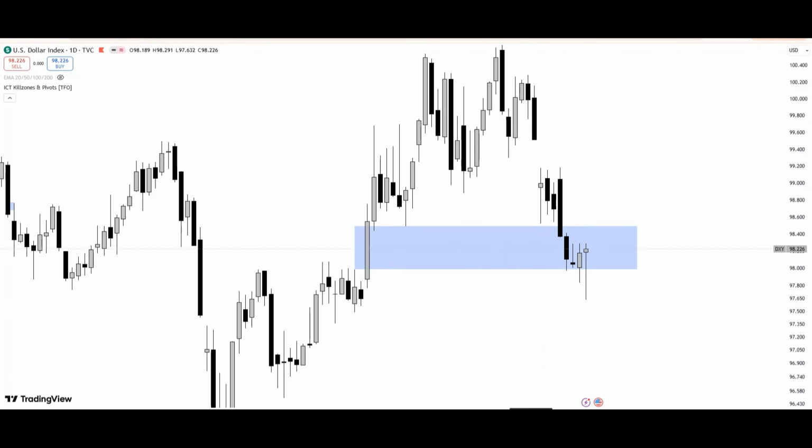So for next week, I want to see price invert this fair value gap here. Once you invert this fair value gap, that is the best confirmation, and that will be enough confirmation that this market is ready to continue going higher.